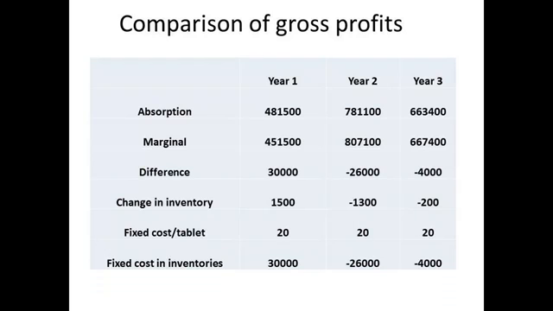The answer is found by looking at the inventory. In marginal costing, the inventory is valued at $123, whilst in absorption costing, it is $143 per unit. The difference is $20. We take the change in inventory, it's the 1,500 units, and multiply by the difference between the costing methods, we get the figure of $30,000, which is the difference in gross profits. We can apply the same calculation in years 2 and 3. The fixed cost in inventory accounts for the difference.